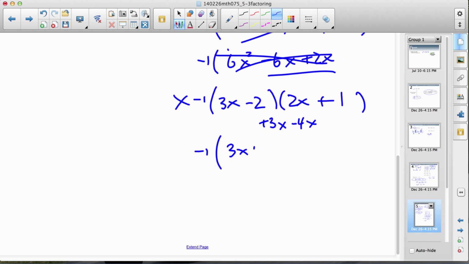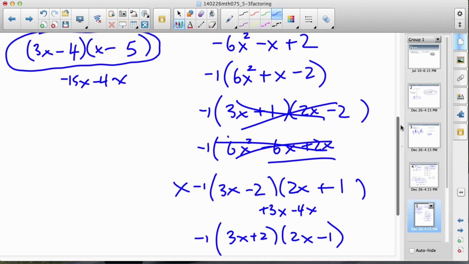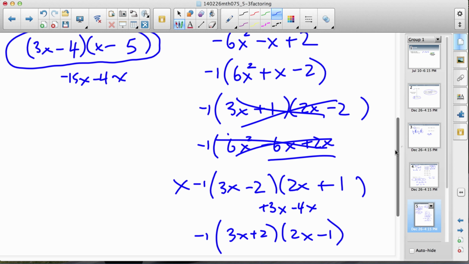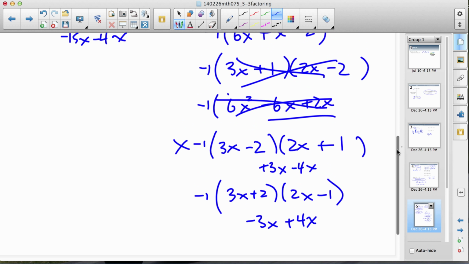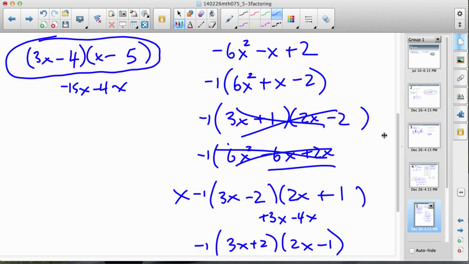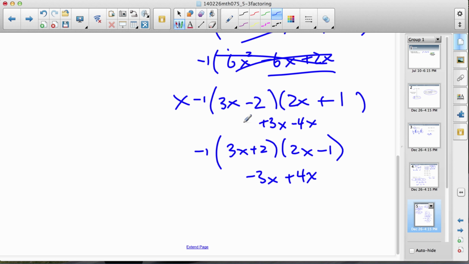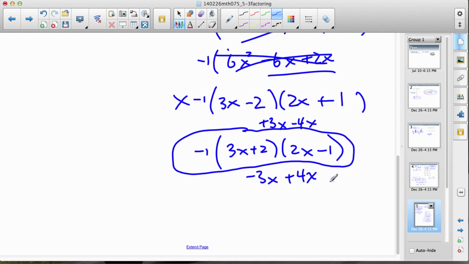So it'll be 3x plus 2 and 2x minus 1. Let's just see what we come up with there. I'm hoping to get a negative x. So 6x squared minus 3x plus 4x. Down 3, gain 4, I'll be up 1. And what do they have? Up 1. That's the one right there. So here is my answer. This part here I was just checking.